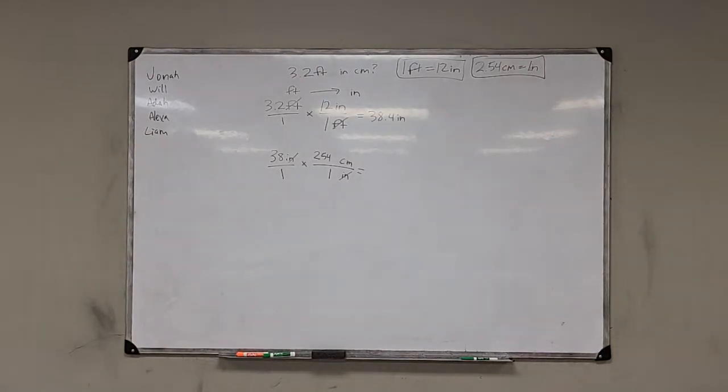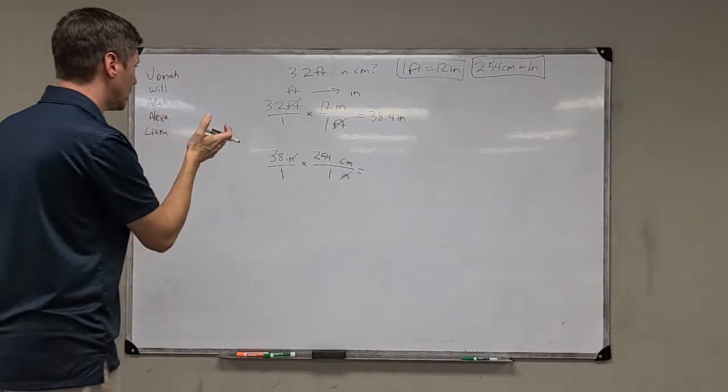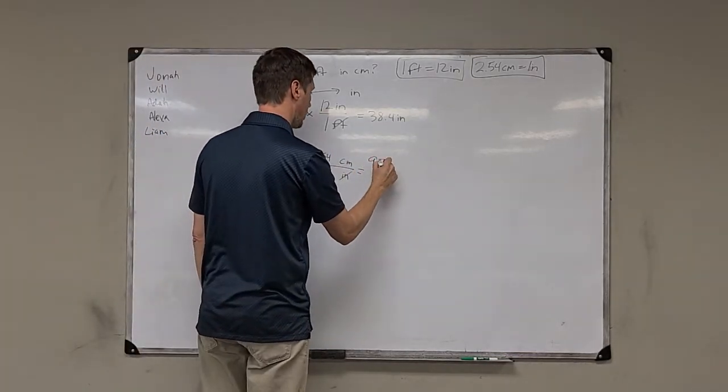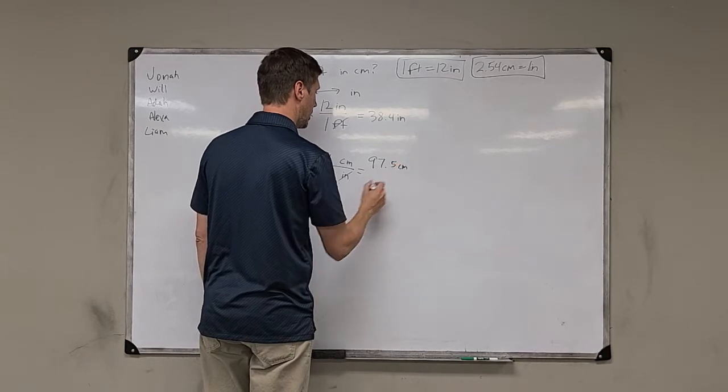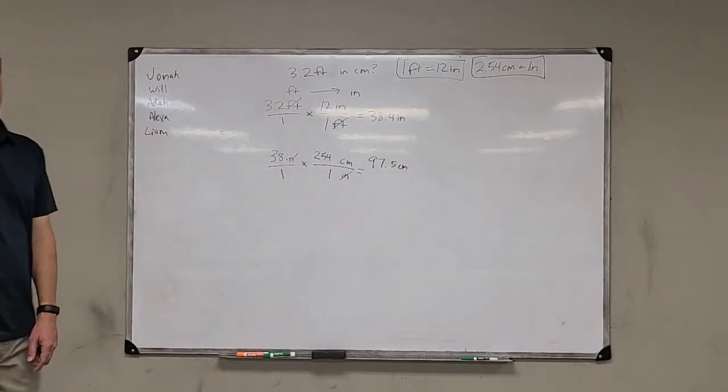And somebody told me it was like 70 what? 97.5. 97, that's right. 97.5 roughly is what that turns out to be centimeters. And that's our final answer. Okay?